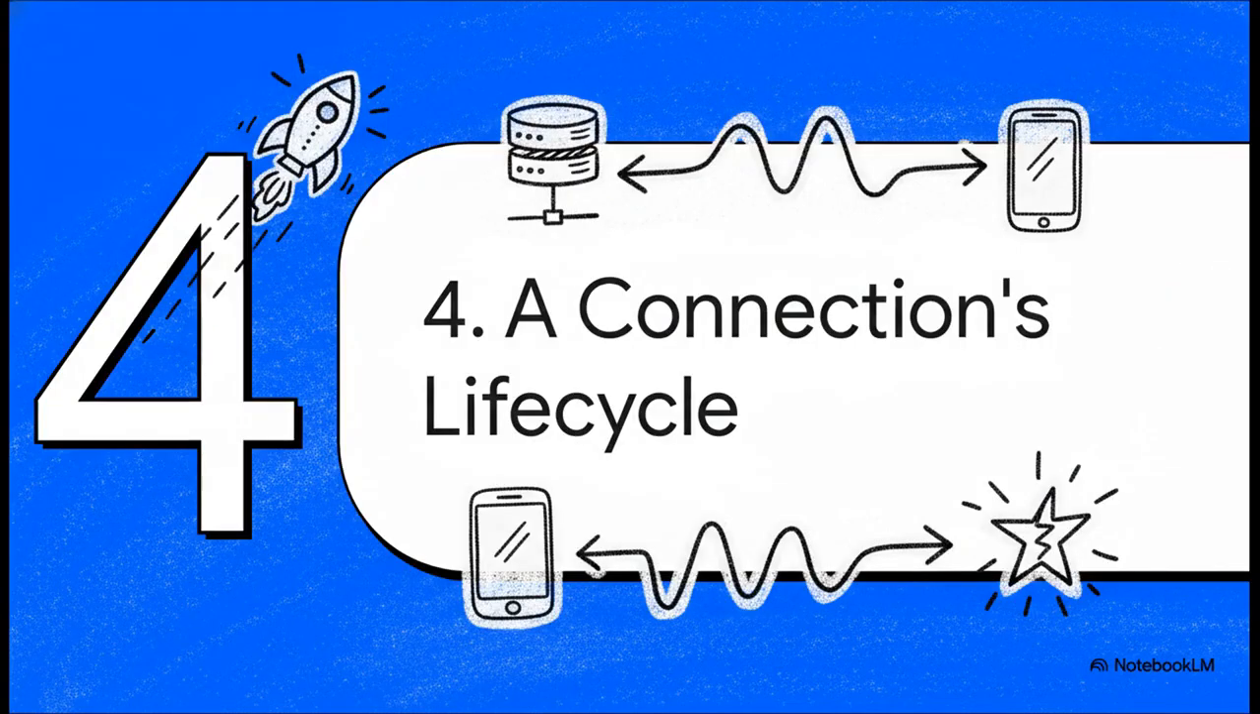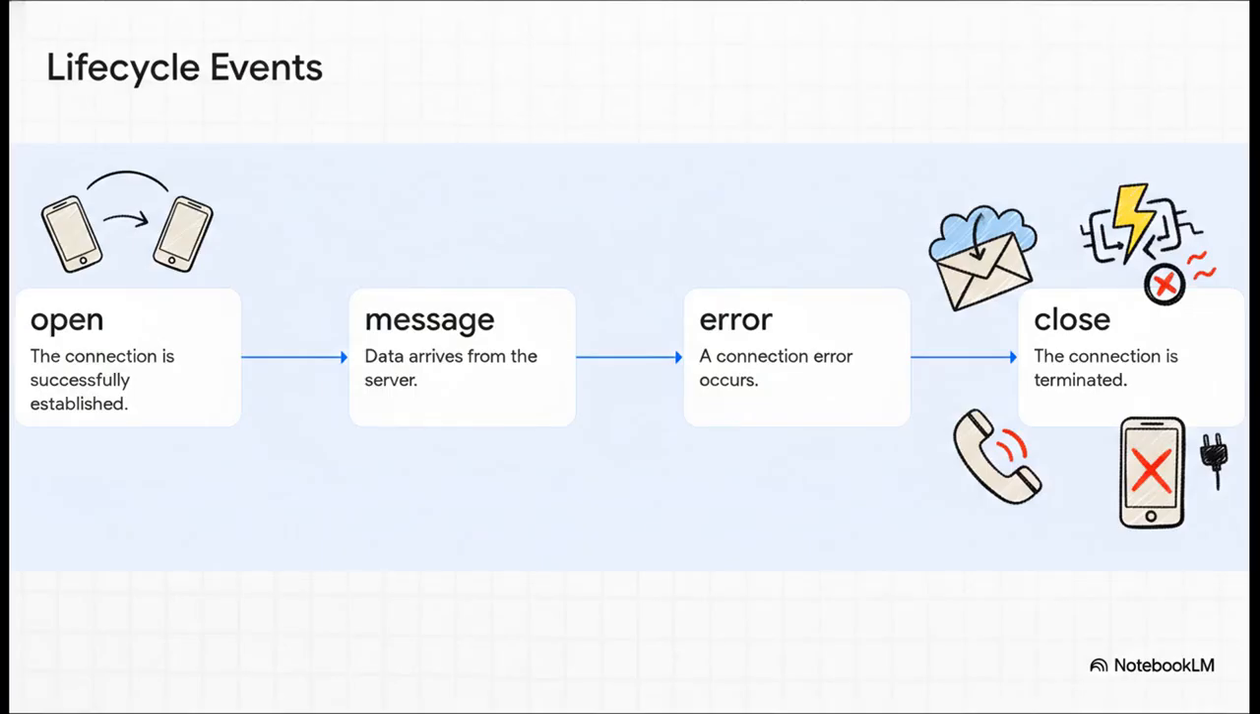Just like any good conversation, a WebSocket connection has a clear life cycle. It has a beginning, a middle, and an end. And our app needs to know what to do at each of these stages. So this whole life cycle has 4 main events we care about. First, there's the open event. That's when the phone call actually connects. Then you've got the message event, which fires every single time new information comes through. If something goes wrong, static on the line, you get an error. And finally, the close event tells you when the line's been disconnected.